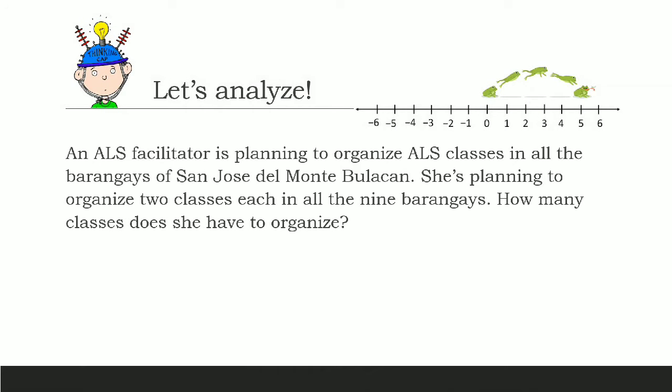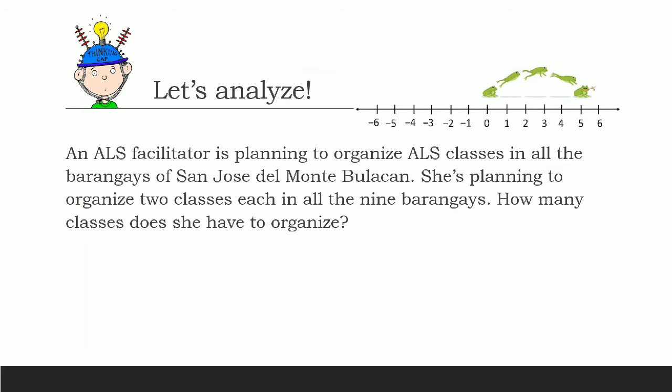Now, let's analyze the problem here. An ALS facilitator is planning to organize ALS classes in all the barangays of San Jose del Monte, Bulacan. She is planning to organize 2 classes each in all 9 barangays. How many classes does she have to organize?